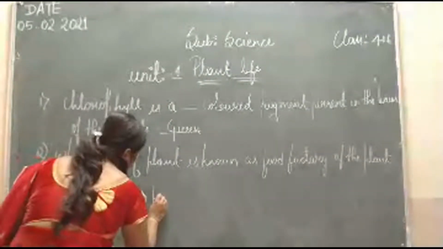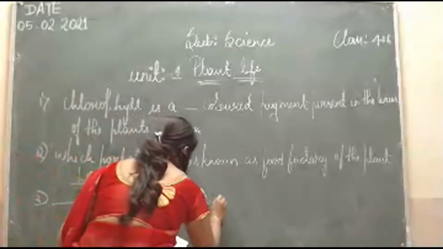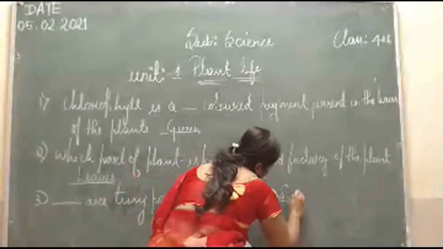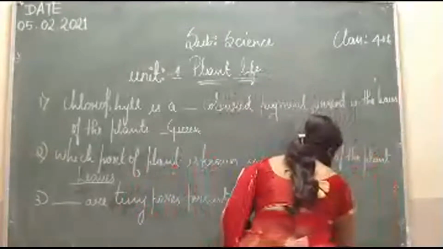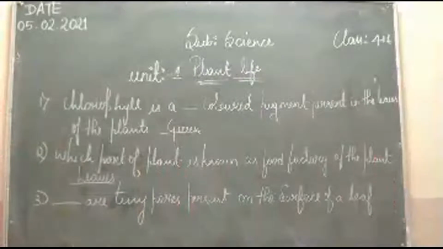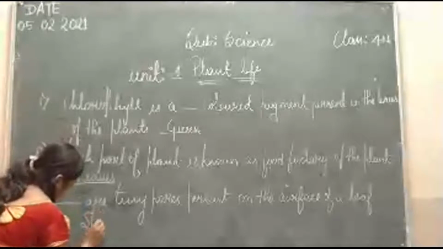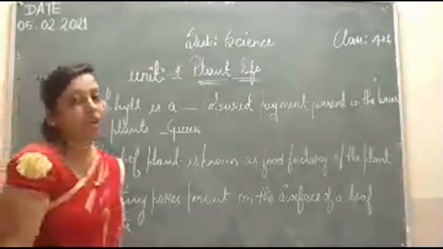Dash are tiny pores present on the surface of a leaf. It is stomata. Answer is what? Stomata. Okay, it is stomata.